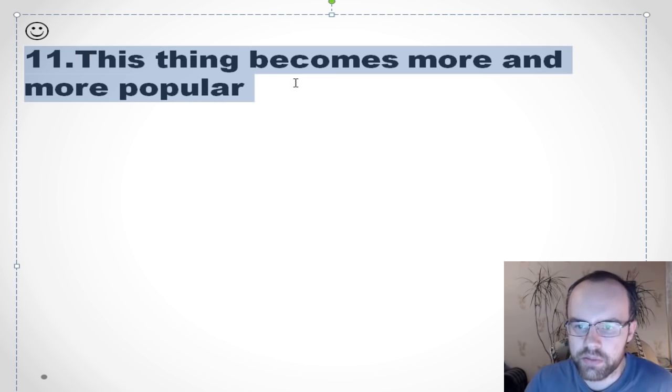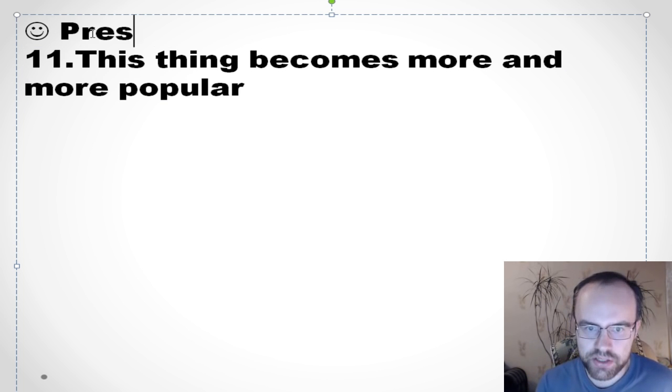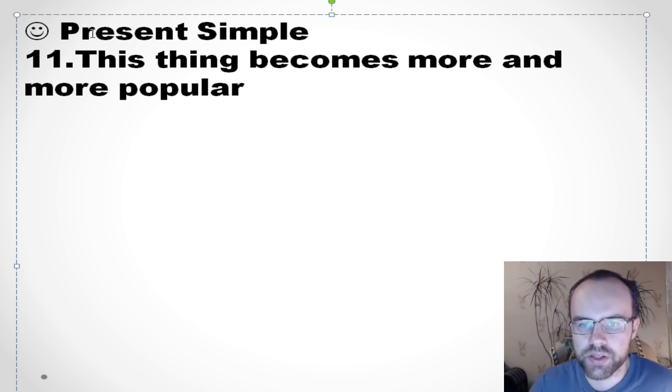Next. This thing becomes more and more popular. Is it okay or not? You know that you can say get or become. This thing becomes more and more popular. You see, it's present simple, and many students think it's okay, but in fact it isn't.